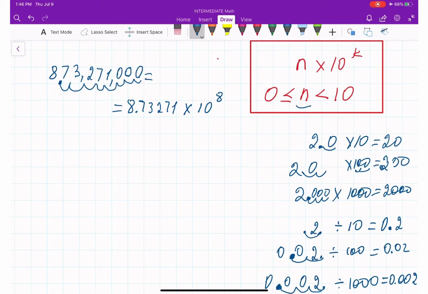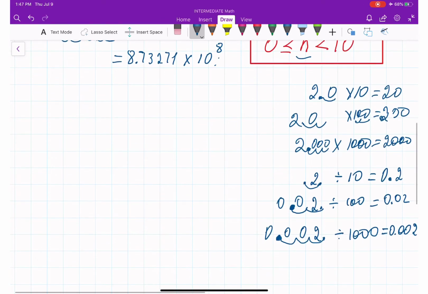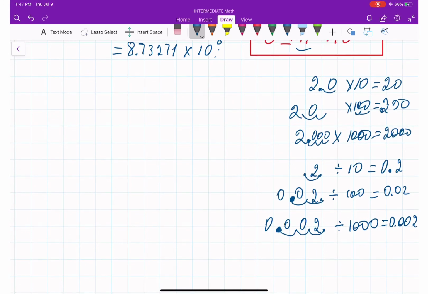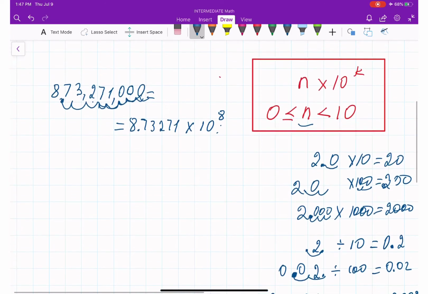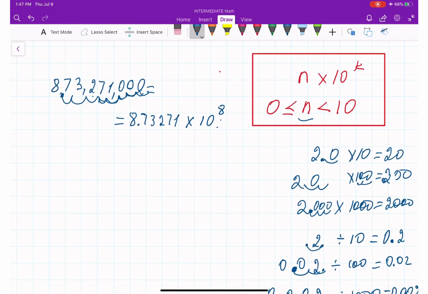So now, back to our number, 873,271,000. We have to have a number that is less than 10, and it's going to be only 8. So 8 point, and from here 73271. To get the original number, I have to multiply by 10 to power 1, 2, 3, 4, 5, 6, 7, 8. That's why we put 8. Okay, let me clean this so as not to make a mess.